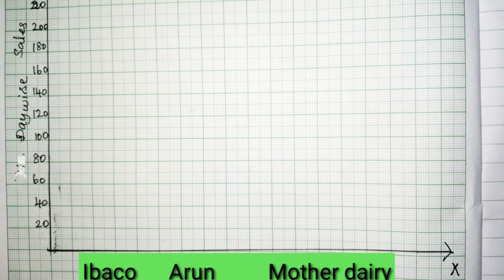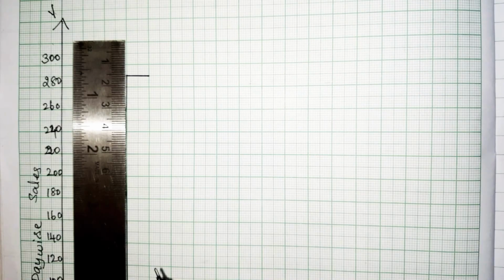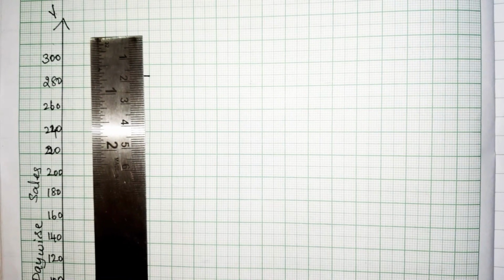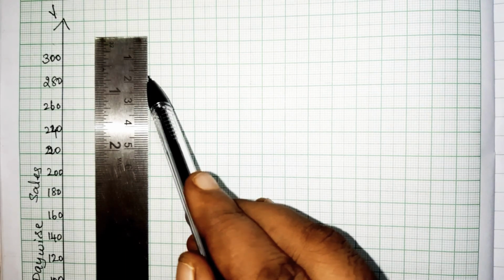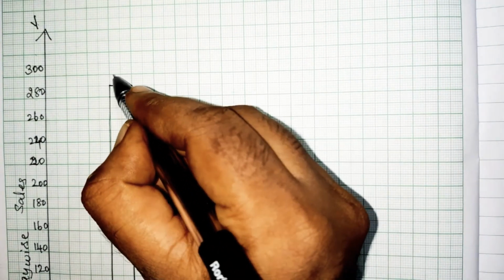The total for Ibaco is 290. So you have to draw a vertical bar for 290. Draw a vertical bar for the total sales. The total day-wise sales for Ibaco is 290, so you mention 290 here.